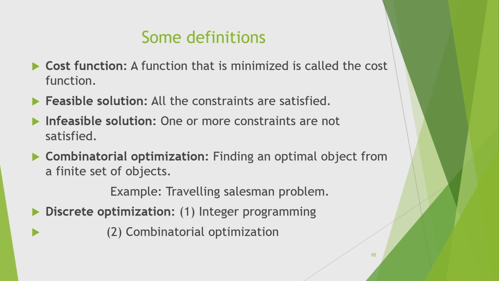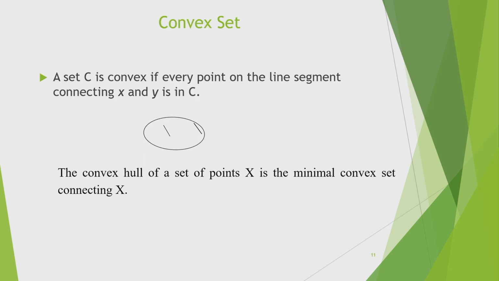Combinatorial optimization means finding an optimal object from a finite set of objects, like the traveling salesman problem. That means a salesman has to go to, say, 3, 4, 5 cities. In what sequence should he go, so that the overall distance covered by him is minimized? Should he follow this path or the other path? There are a finite number of combinations, so this is a combinatorial problem. Discrete optimization means values are discrete, like integer programming, and of course combinatorial optimization.